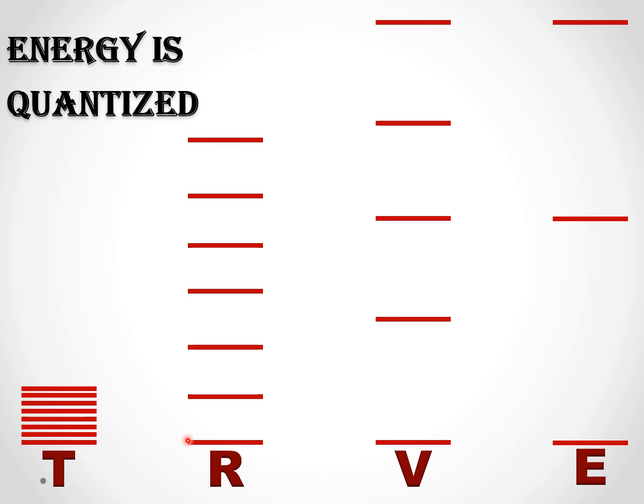So if a molecule is rotating with this particular energy, it can absorb some energy and it can go and start rotating at this level. It cannot take a value in between. So that is the meaning when we say that energy is quantized.